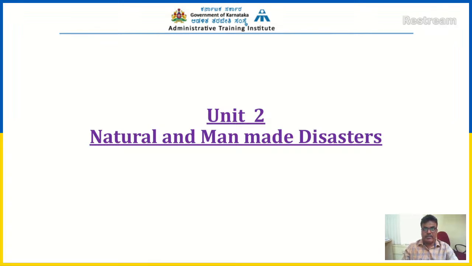So we'll start with unit 2 now. Natural and man-made, this is the area of natural and man-made disasters. Under unit 2, we will also discuss a little bit about this. Already we have mentioned here and there in the previous class what the natural and man-made disasters are. Let us be very specific in this unit and give some more examples.